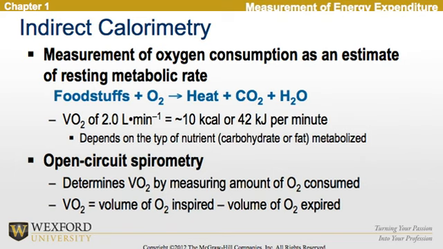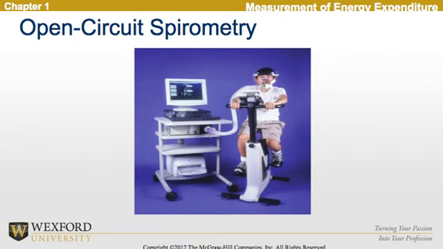For open circuit spirometry, we determine the VO2 by measuring the amount of O2 consumed. So VO2 is equal to the volume of O2 inspired minus the volume of O2 expired. This is just a simple diagram of an open circuit spirometer.